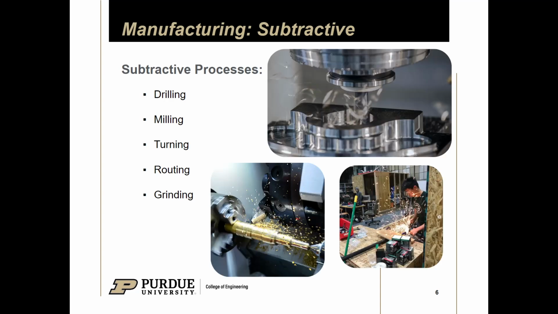There are lots of tools associated with it: drilling, milling, turning, routing, grinding. These processes are a lot of the things that you think about when you think about making stuff, right? You're going to cut a piece of wood and build a house or something like that, or you're going to drill holes and make stuff. But there are other things.